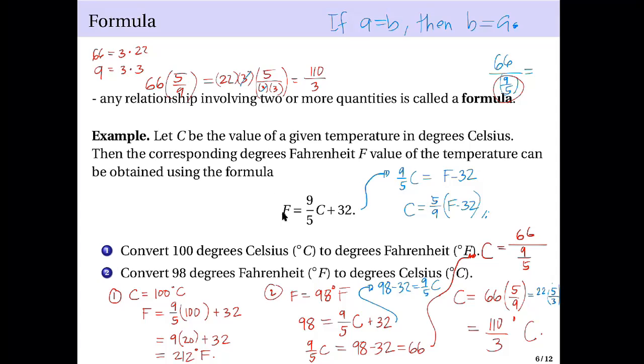On the original formula, we wrote Fahrenheit in terms of Celsius, while on this formula, we wrote Celsius in terms of Fahrenheit. It's actually formula derivation. How do we write one formula or one variable in terms of the other? Okay? How do we write one variable in terms of the other?